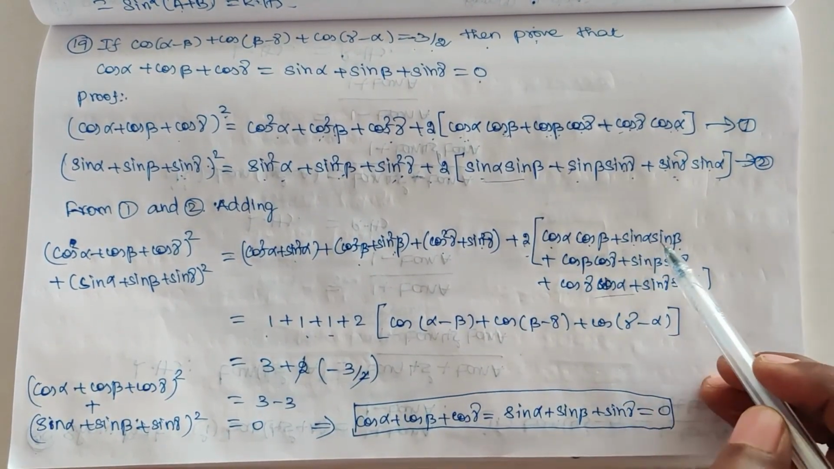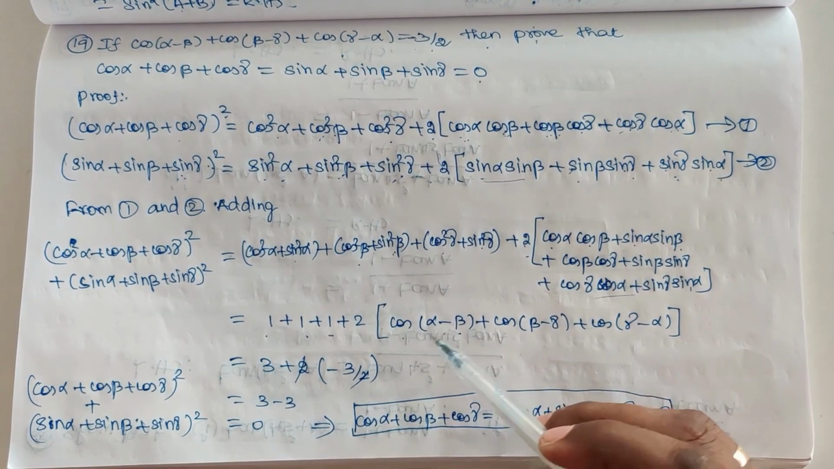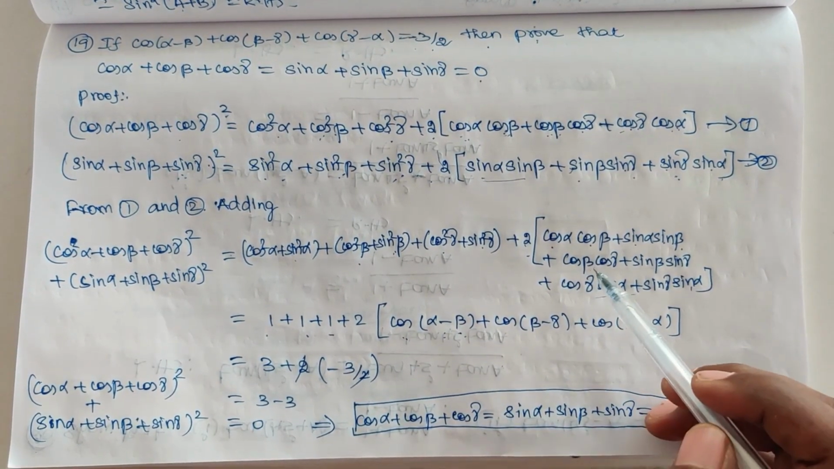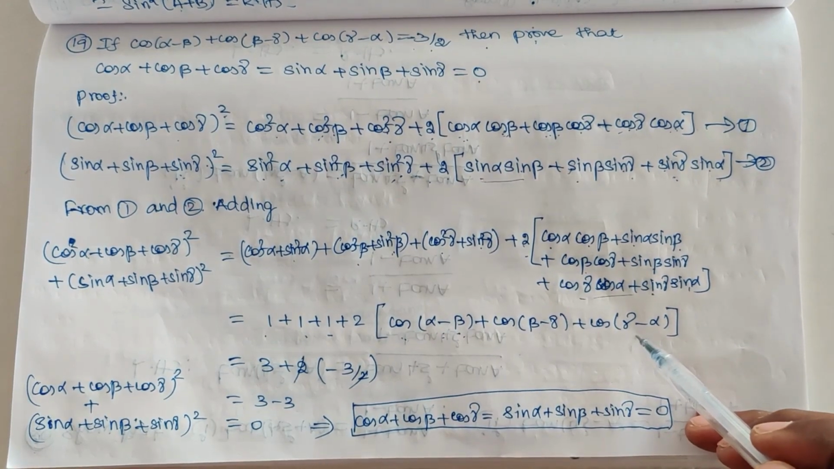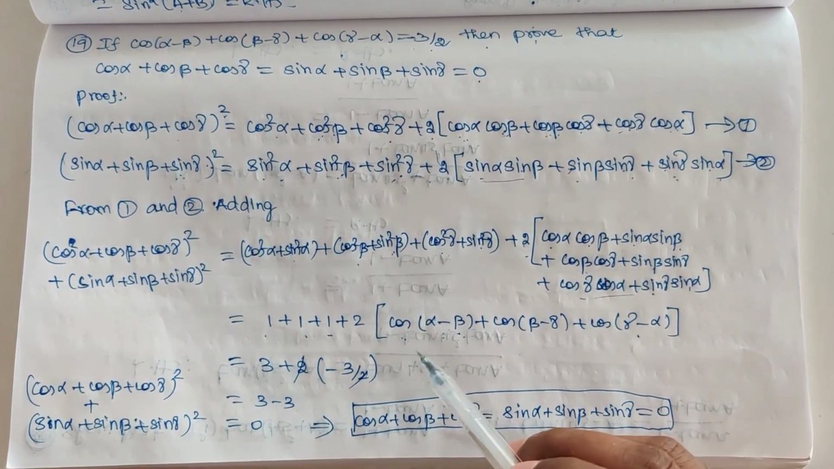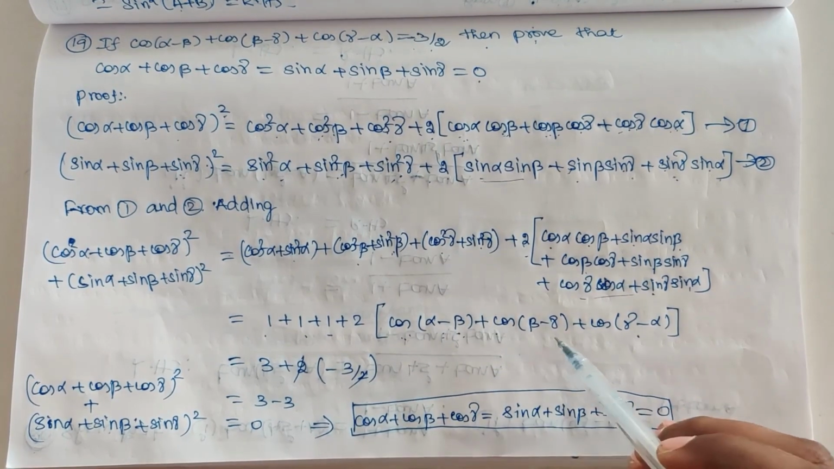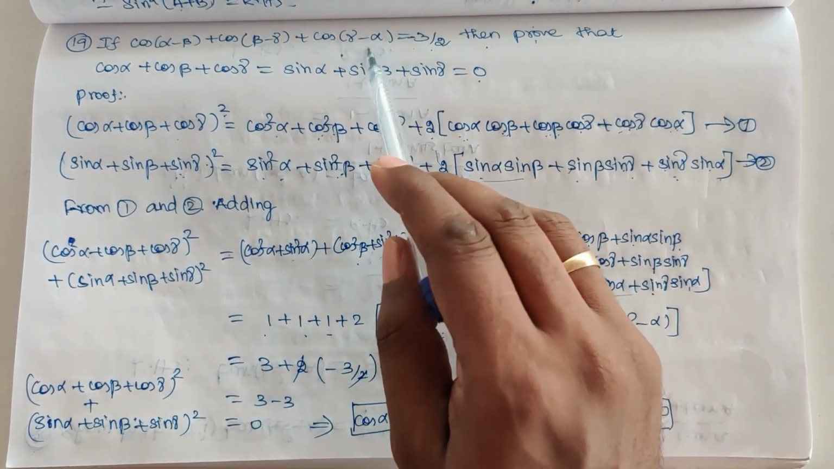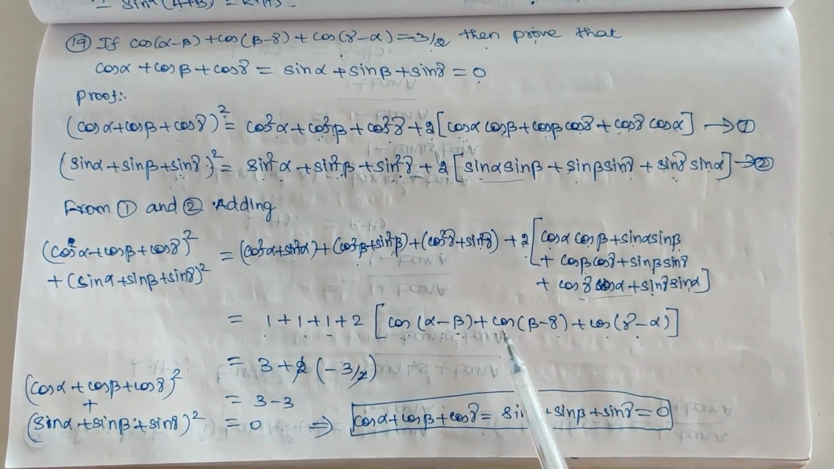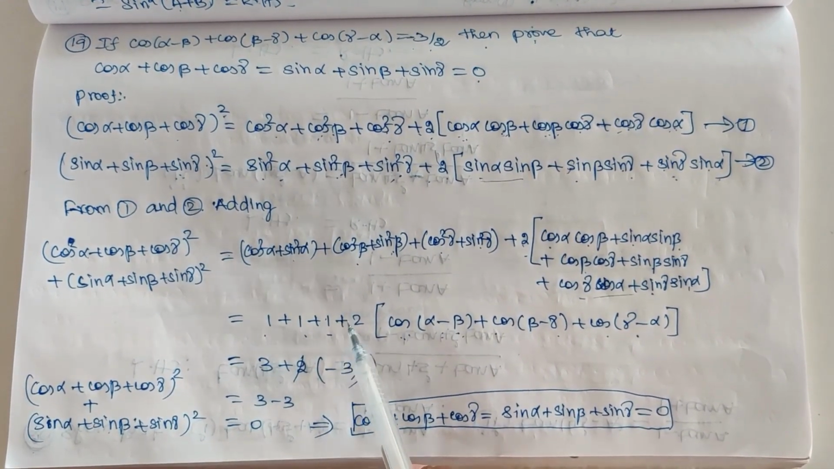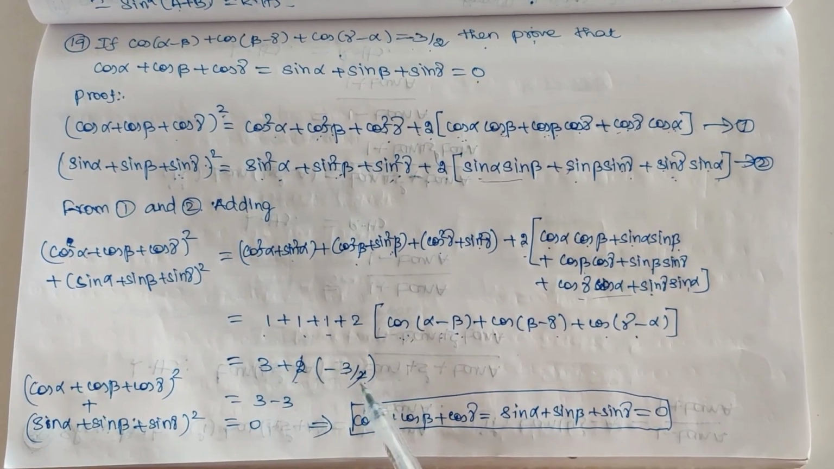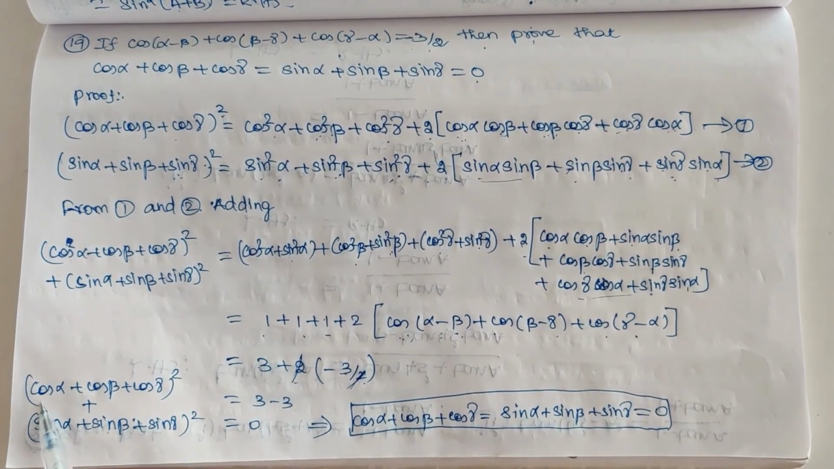This is in the form of cos a cos b plus sin a sin b, which is equal to cos(a minus b). So here cos(alpha minus beta), this is cos(beta minus gamma), this is cos(gamma minus alpha). Now the given value, cos(alpha minus beta) plus cos(beta minus gamma) plus cos(gamma minus alpha), is equal to minus 3 by 2. This value I am going to substitute here. So 1 plus 1 plus 1 is 3, 3 plus 2 into minus 3 by 2. So this 2 and 2 get cancelled. So 3 minus 3 is equal to 0.